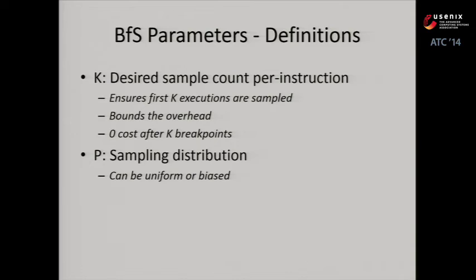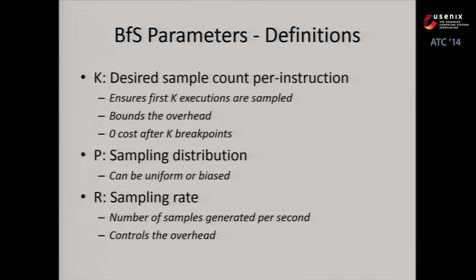The second parameter, p, is the sampling distribution. Among the instructions with non-zero probability of sampling, p can either dictate a uniform sampling of instructions, or it can bias the sampling towards instructions of interest depending on the particular application. The final parameter, r, is the sampling rate, which controls the number of samples generated per second. Since this will control the number of samples generated, it will also control the overhead of BiasFree.